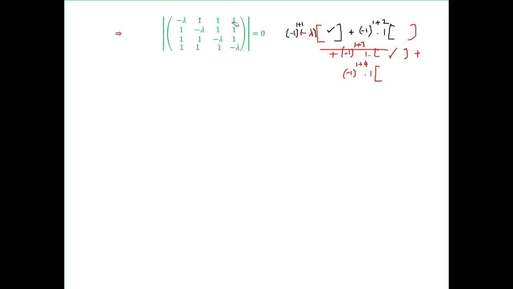So with respect to this one you have to expand, this one you have to expand. So the corresponding column, corresponding row you have to remove. So this 3x3 matrix's determinant you need to compute, and that determinant you have to write here. So in general you have to compute like this.